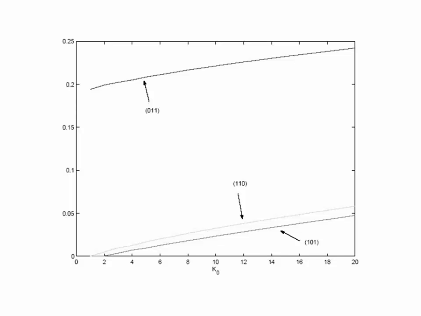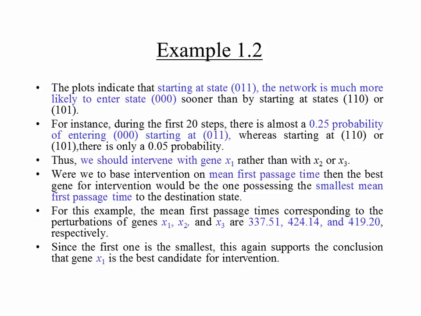Again, I mean, you'll have to do the detailed analysis, but I'm just saying that here, among all choices that are not good, you're picking the best choice, okay, right? So this is one way to do it, right? The other way is to use the mean first passage time, right? So this is basically discussing all the stuff that I mentioned, okay, that probability is almost 0.25, so you should intervene with gene X1 rather than with X2 or X3.